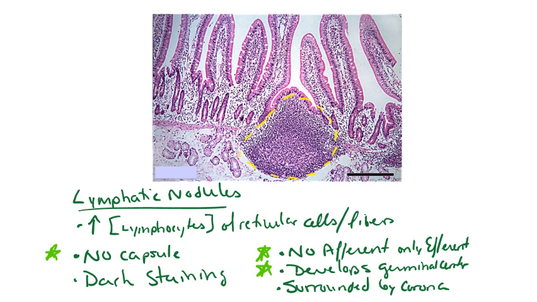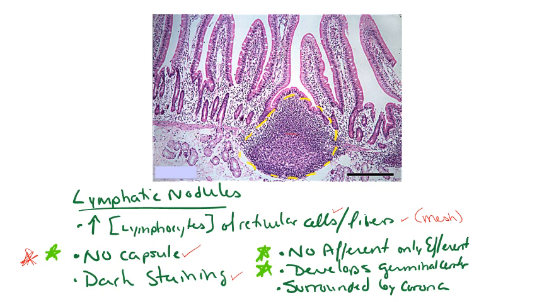Okay, so now we're going to start talking about our lymphatic nodules and our Peyer's patches. So our lymphatic nodules are going to be an increase of reticular cells with reticular fibers. And remember, all that is we're creating a mesh, a big net to catch the trash or the antigen. So they are non-encapsulated. Very, very important. It's going to be on your test. They are dark staining.